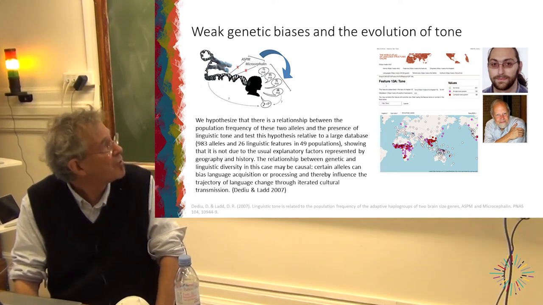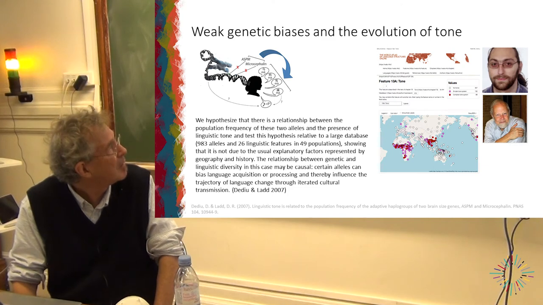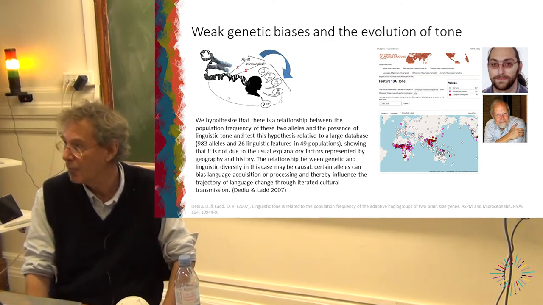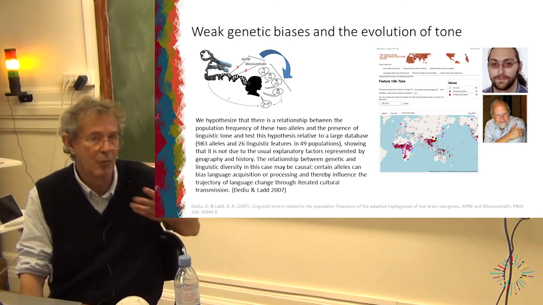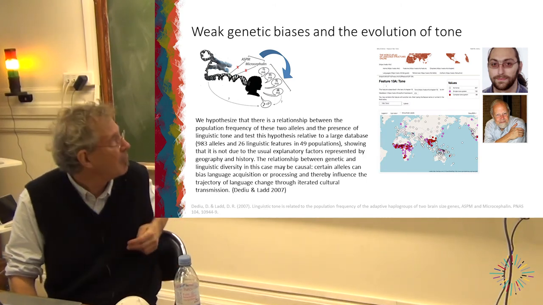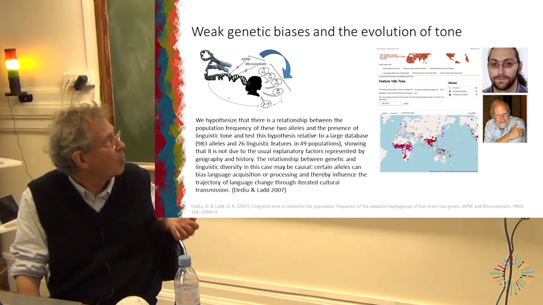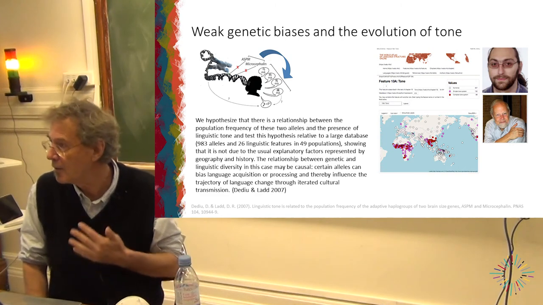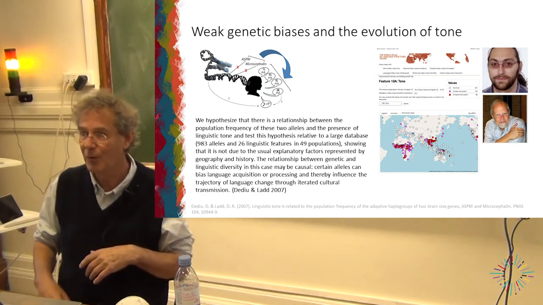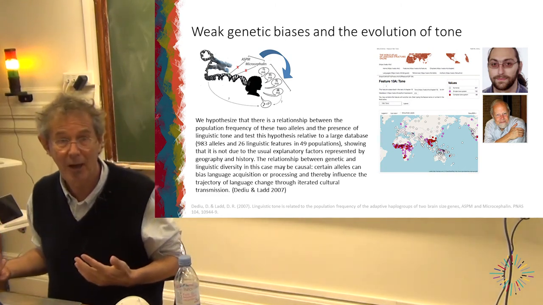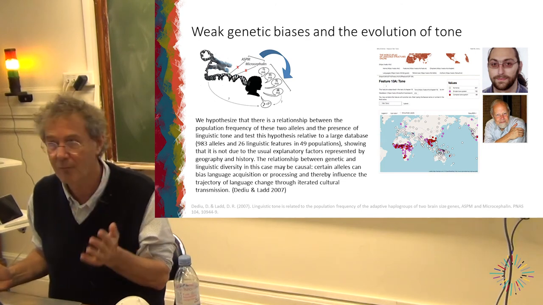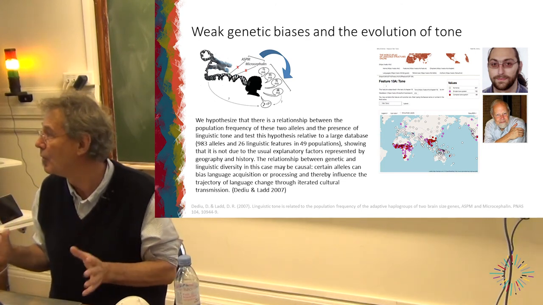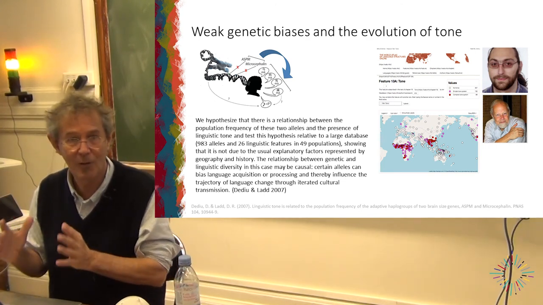And they proposed that it could be causal, that is, certain alleles can bias language acquisition or processing, or we would say both probably, but we've got the sort of Christiansen and Chater model, and thereby influence the trajectory of language change through iterated cultural transmission. Okay, so this is a really important paper in terms of, you know, breaking the taboo, I would say, on external selection.